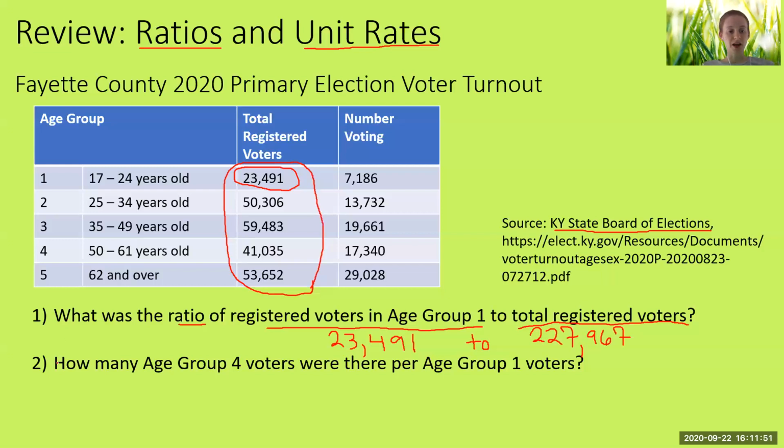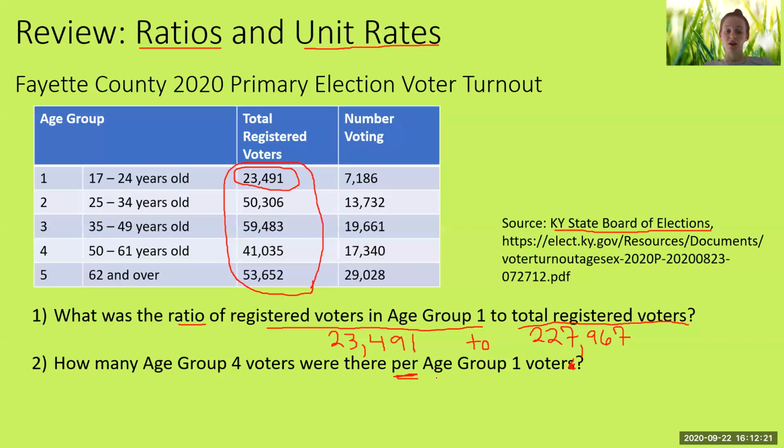Let's look at number 2. How many age group 4 voters were there per age group 1 voter? That should say per age group 1 voter. So what type of a question is this? This is a unit rate question. We're being asked to calculate a unit rate, and the main way we know that is we see it says per age group 1 voter.